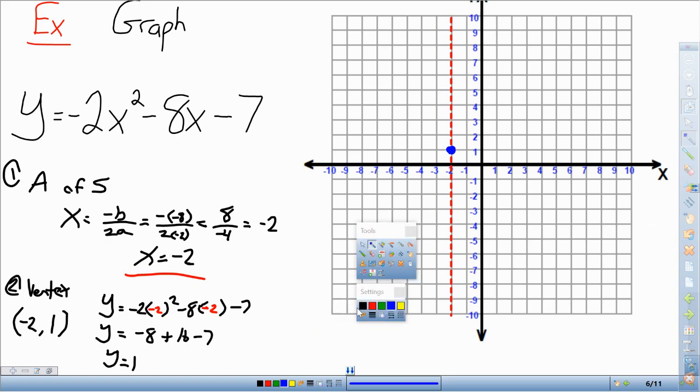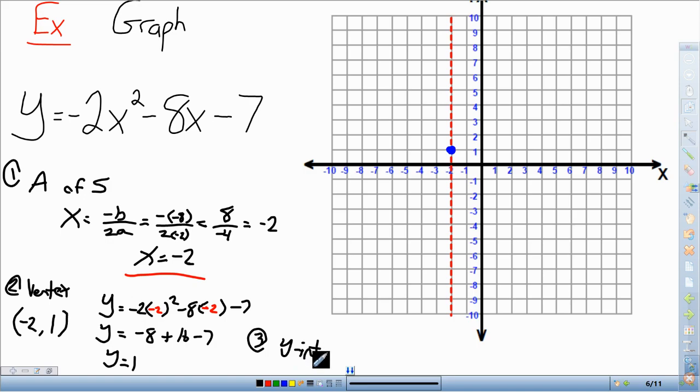Okay, last thing is our y-intercept, which we can easily see is a negative 7. Okay, so it's crossing the y-axis down here at negative 7. Okay, last thing is we can mirror this point. If it's 2 units to the right, we can mirror it 2 units to the left. And we have our parabola.